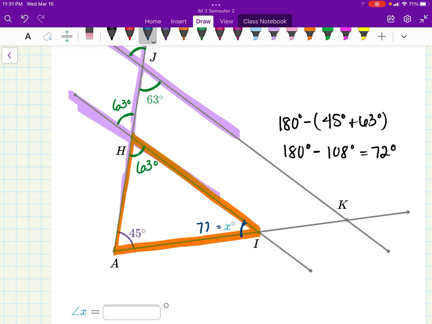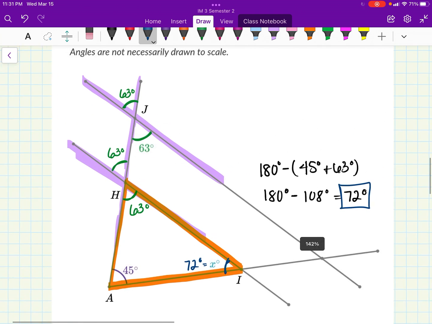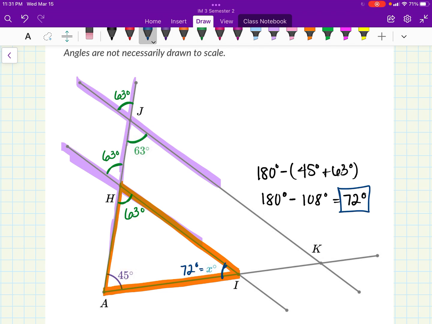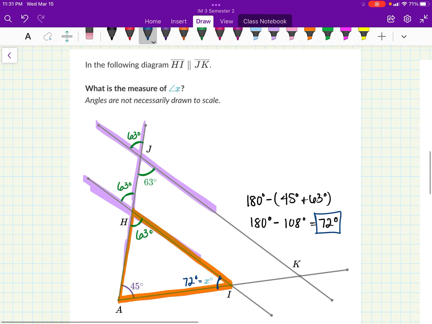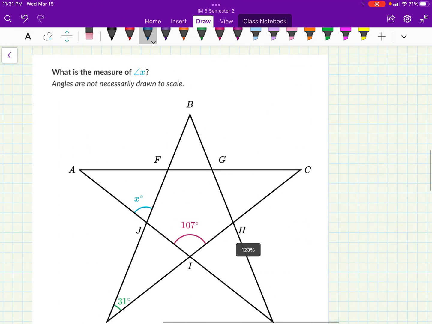This one here is going to be 72 degrees. And that was that one there, 72 degrees. All right. So we do have to play around once again, like I said, with the lines that were given, working around with the angles that were given to determine what we're trying to find. Let's take a look at the next one.